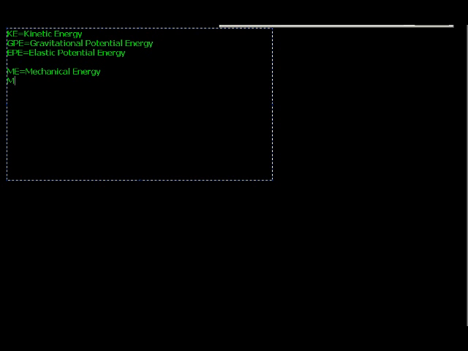And basically all mechanical energy is, the mechanical energy of a system, is its kinetic energy plus its gravitational potential energy plus its elastic potential energy. This is the definition of mechanical energy. It's just the total of all these three.